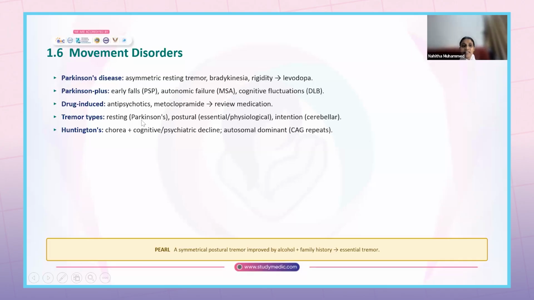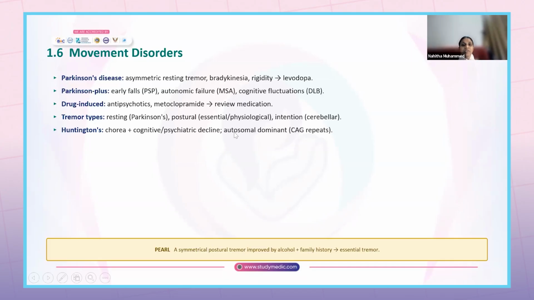Tremor. Resting tremor is seen in Parkinson's, and postural tremor is seen in essential tremor. Intention tremor is seen in cerebellar disorders. Huntington's chorea is a movement disorder. There will be associated cognitive decline, that is memory loss, and it is an autosomal dominant disease.